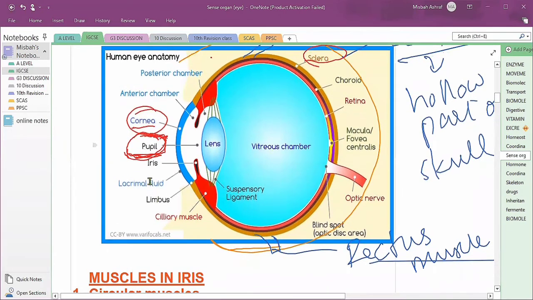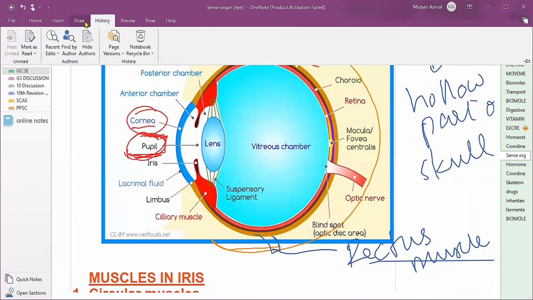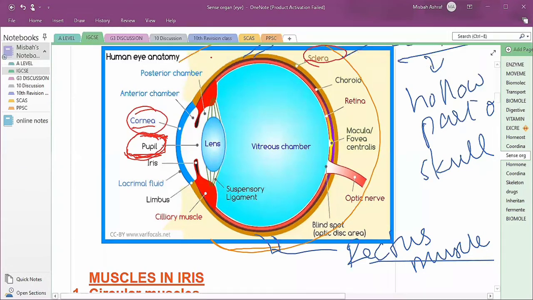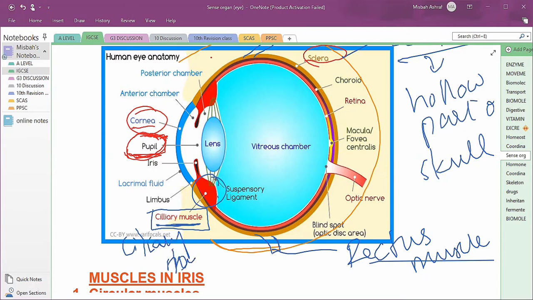This red swollen part is indicating the ciliary body. This ciliary body has muscles in it which are known as the ciliary muscles. The ciliary body will have muscles in it which are known as the ciliary muscles.